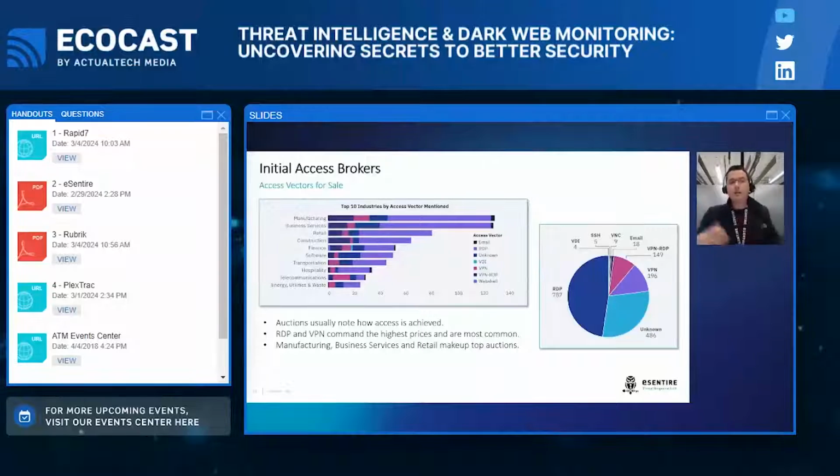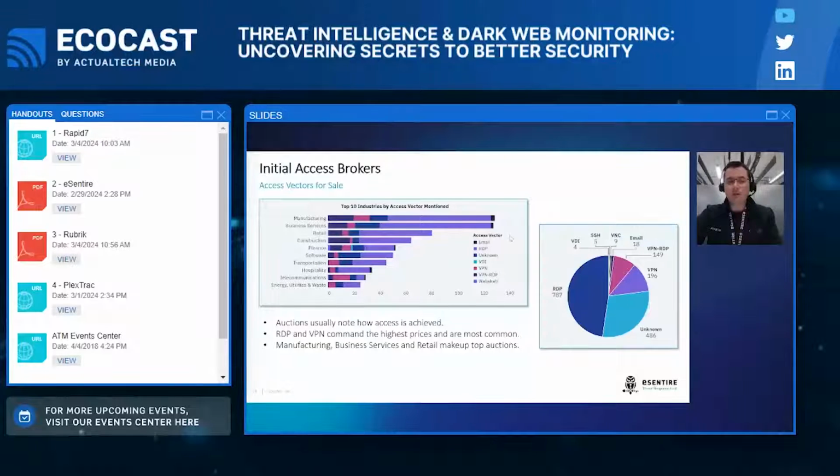So looking at the initial access broker auctions, we found that access was primarily sold via remote access services like VPN or RDP. You can see on the slide here what industries were most exposed in these auctions. Like I mentioned, these are sectors like manufacturing, business services, and retail. Those are really the top concerns here. In the report, we also identified possible overlap between these auctions and ransomware victims, suggesting that these groups are purchasing access from these auctions.